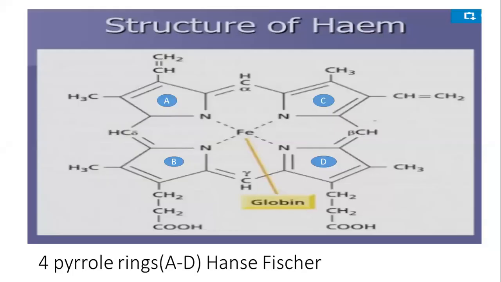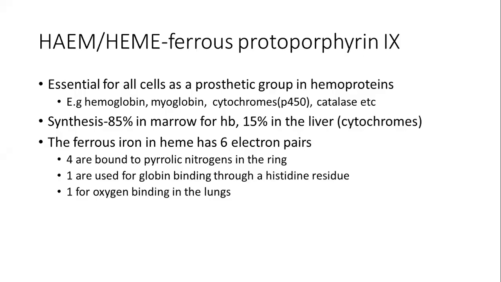So this ion here, 1 other bond, remember there are 6 bonds, 4 have already been bound to nitrogen. But you have another bond that it uses to bind onto globin, all right? And this occurs through a histidine residue. While the other bond is essential in the binding of oxygen.